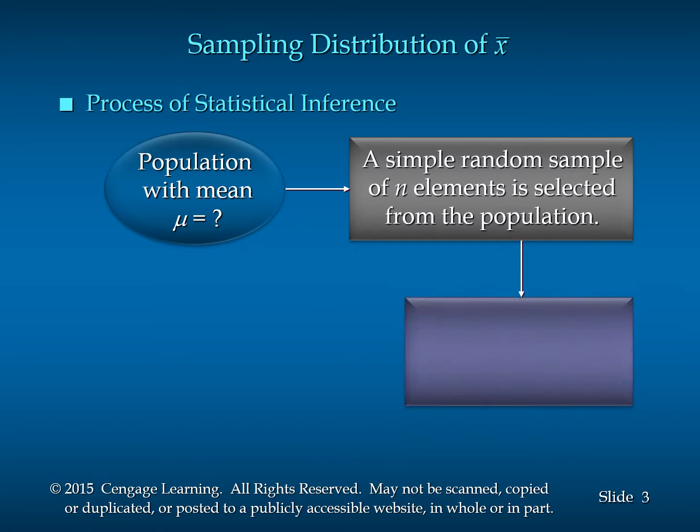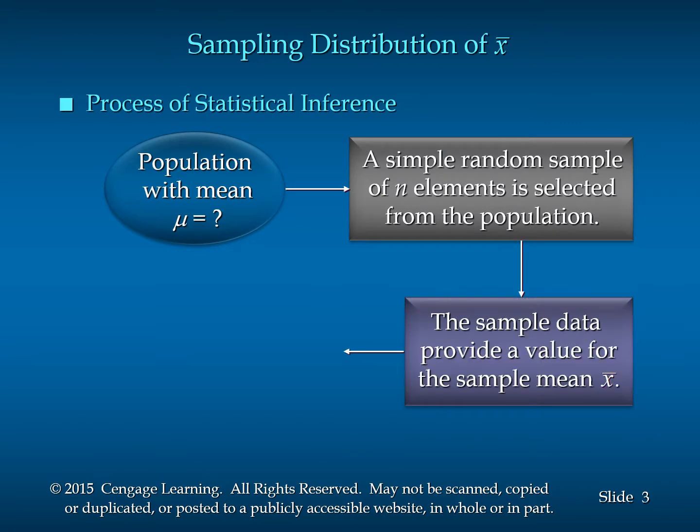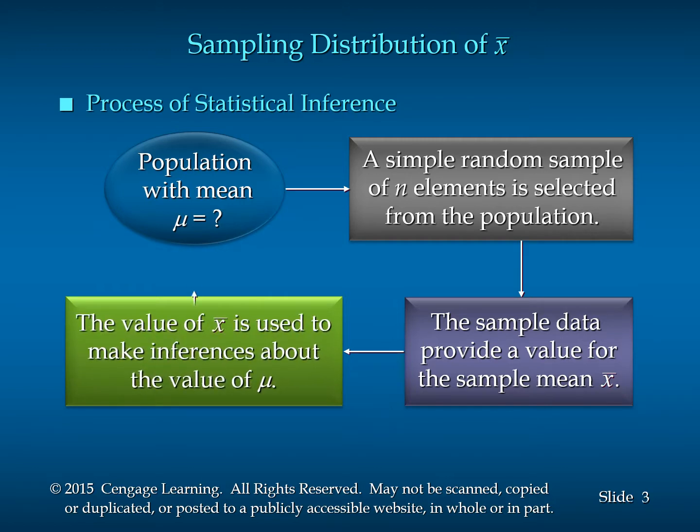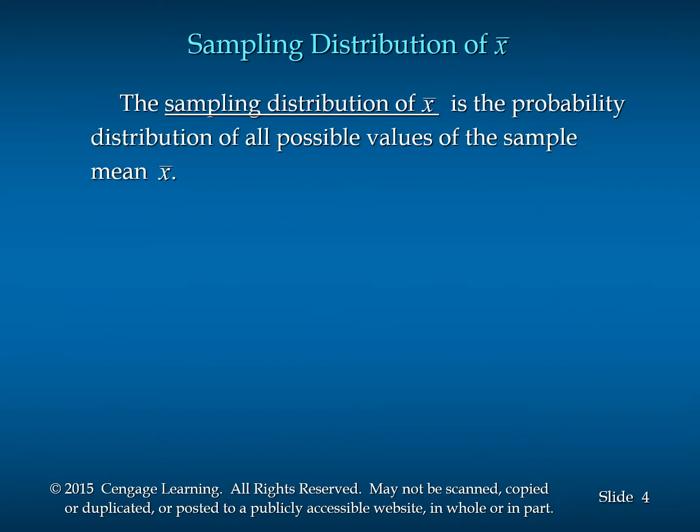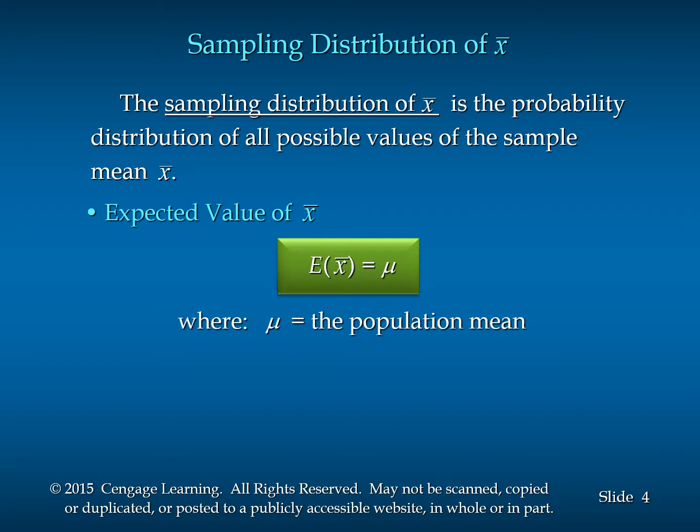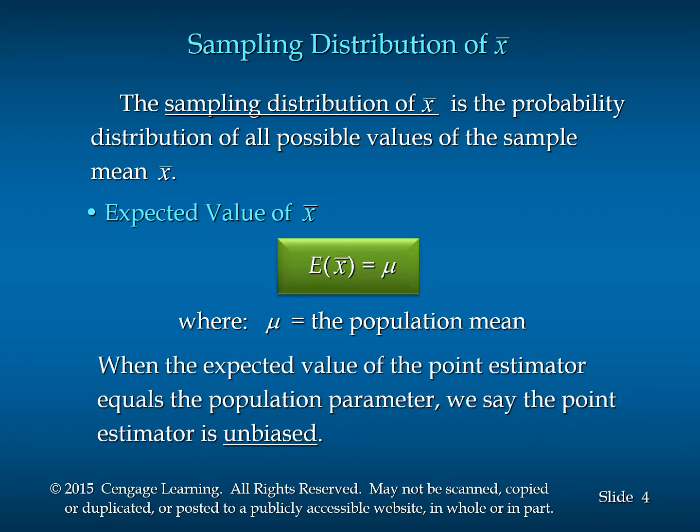We take a simple random sample from the population. The sample data will provide a value for some sample statistic, let's say the mean, which we then use to make inference about the population mean. The sampling distribution of the sample mean, x bar, is the probability distribution of all possible values of the sample means.